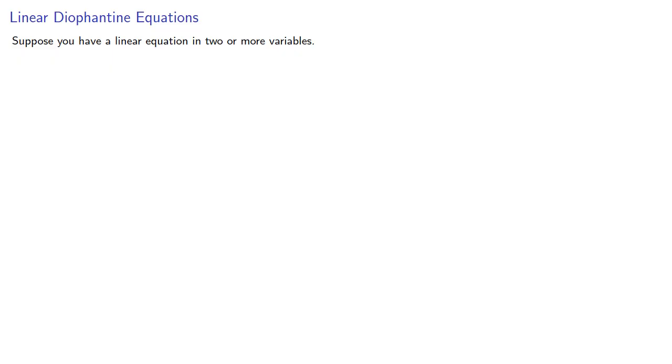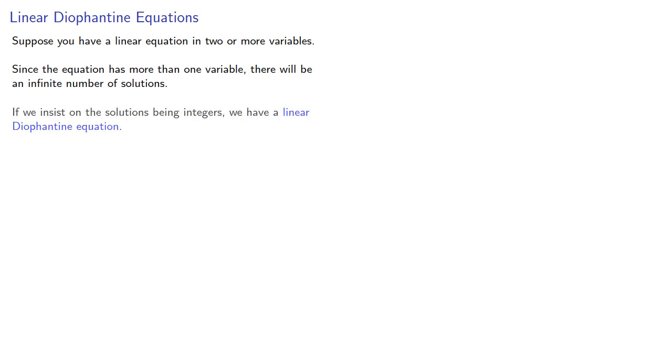Suppose you have a linear equation in two or more variables. Since the equation has more than one variable, there will be an infinite number of solutions. If we insist on the solutions being integers, we have a linear Diophantine equation.